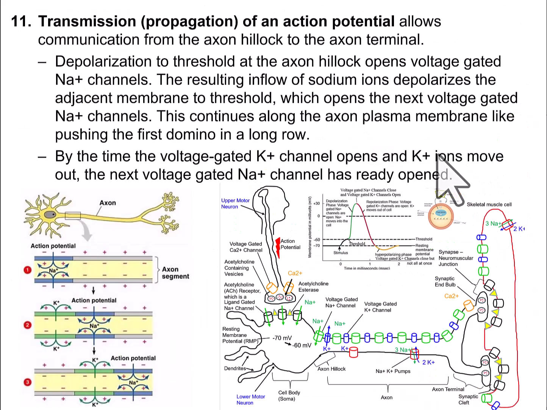When you look at the transmission of an action potential, or the propagation of an action potential, what this allows is communication from the axon hillock to the axon terminal. Once this axon hillock is depolarized to threshold, then voltage-gated sodium channels are going to open, and sodium is going to flow into that axon. This resulting inflow of sodium ions is going to depolarize the adjacent membrane to threshold.